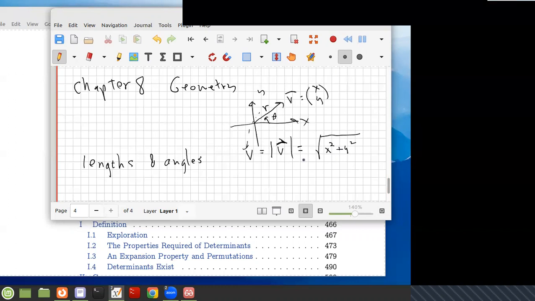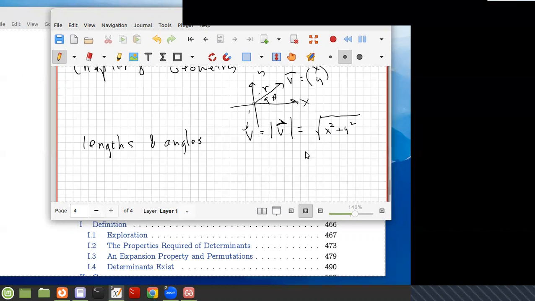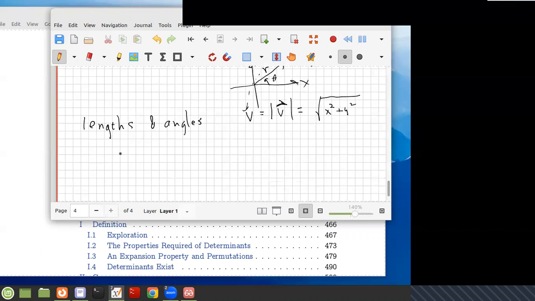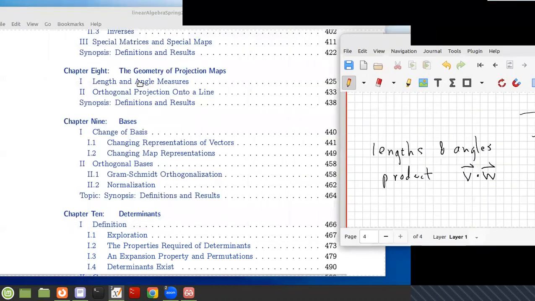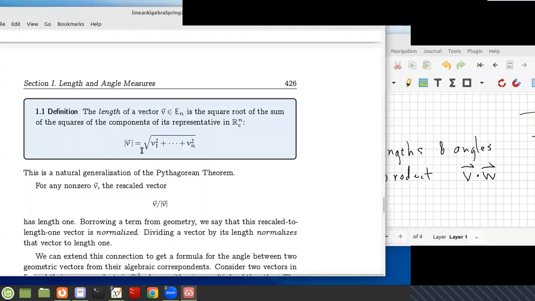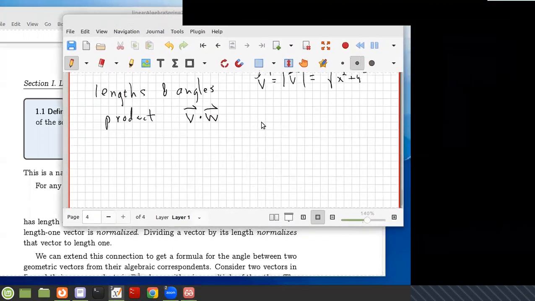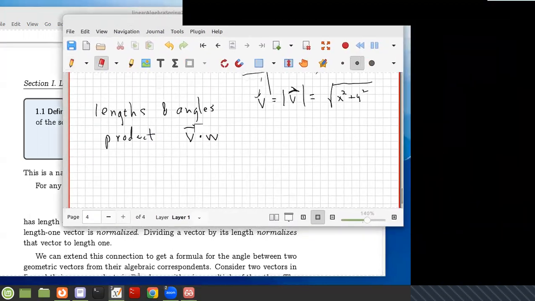Okay, so now what we're going to do is define a product, say v times w here, which you know as the dot product. We're just going to define it like this. With a length, let me just give the length, then we'll do the product.